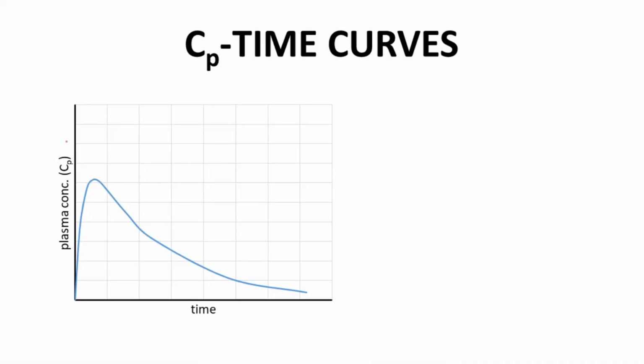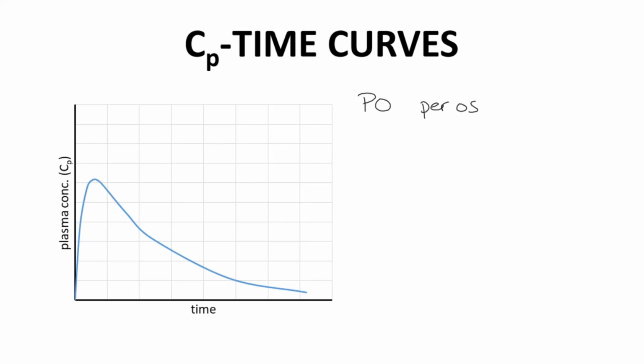Here is a CP time curve that is representative of many different routes of administration. This could be a CP time curve for an oral drug, often called PO, per os, through the mouth. At the start of the dose, there is a delay as the drug is absorbed along the GI tract. CP builds and then falls as absorption decreases and elimination takes over.